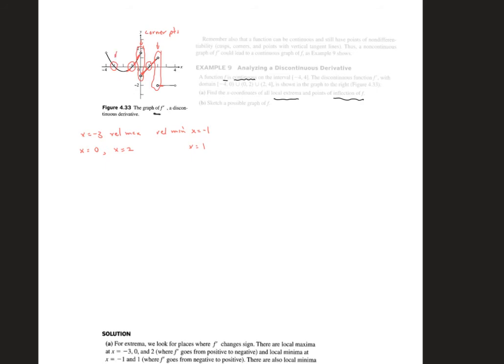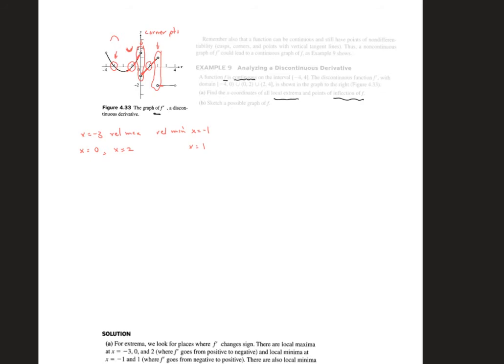Places where the derivative changes sign, but the function behaves very smoothly and continuously, that's going to be our kind of normal relative maximum or relative minimum. That's going to look kind of like a nice curve there. Okay, so we have relative extrema.